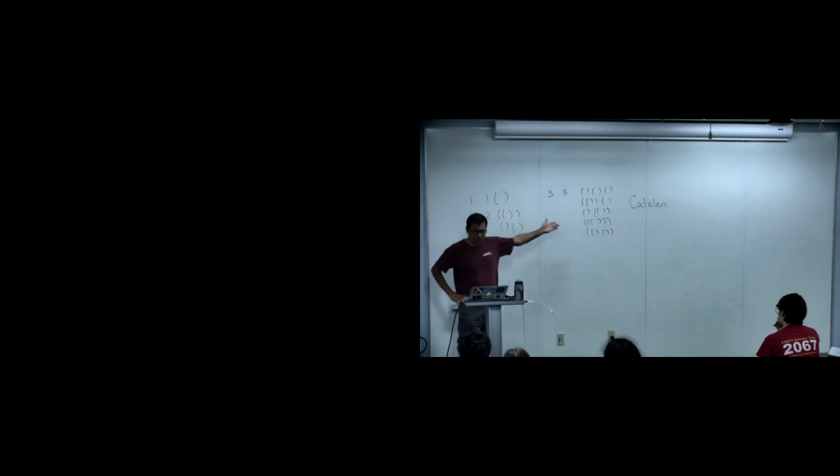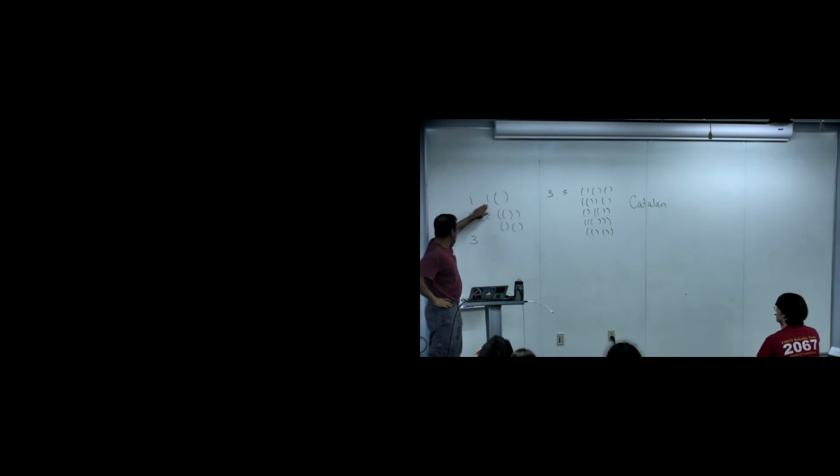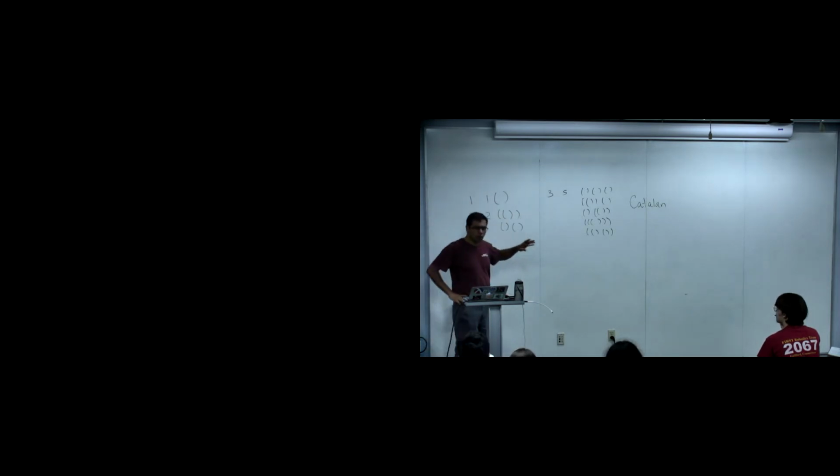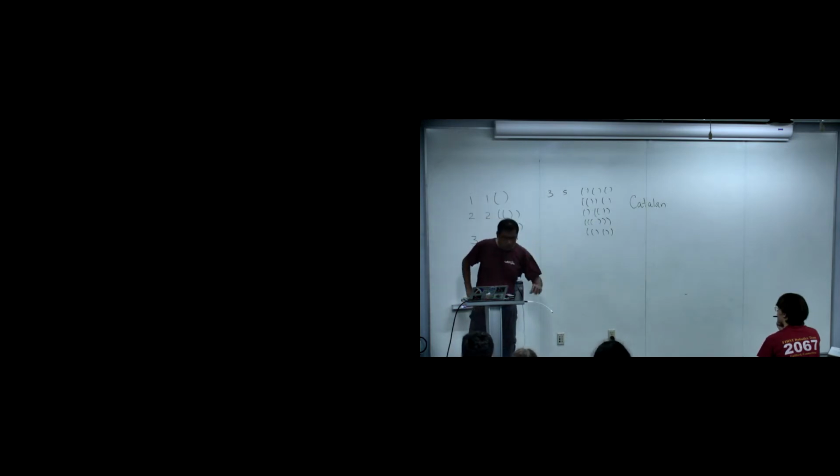So they're called Catalan numbers. Basically, Catalan of 1 is 1, Catalan of 2 is 2, Catalan of 3 is 5, Catalan of 4 is actually 14, Catalan of 5 is the answer to the universe, 42. And so it grows quite a bit.